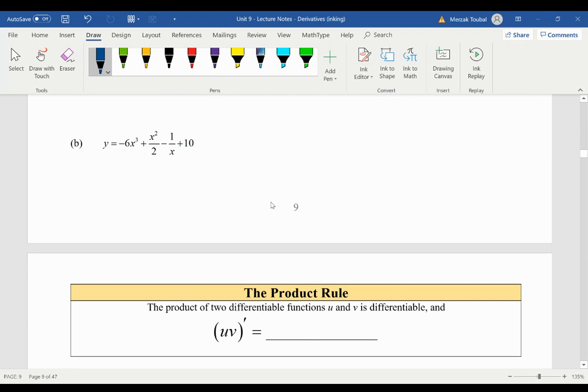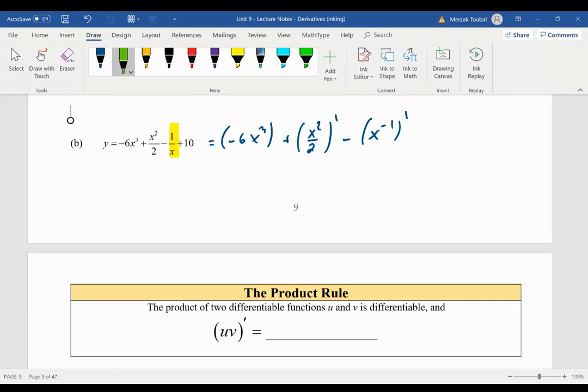Example B, you have 4 terms in here. So it will be derivative of negative 6x cubed. Of course, once you become comfortable with derivatives, you can skip this step. Plus x squared over 2 derivative minus 1 over x. 1 over x, actually, I like to write it as x to the negative 1. This one, so let me make a note. This is the same, similar to x to the negative 1. Okay.